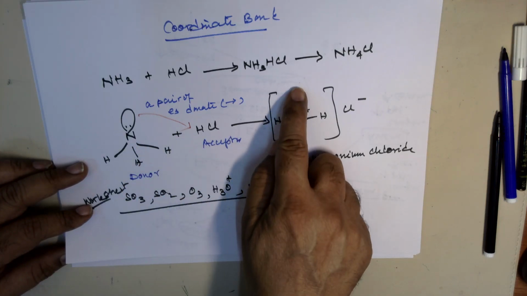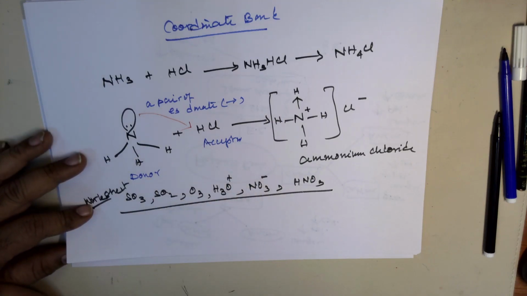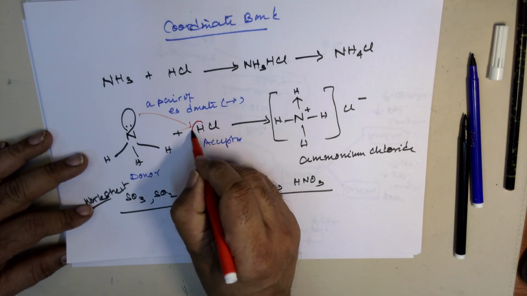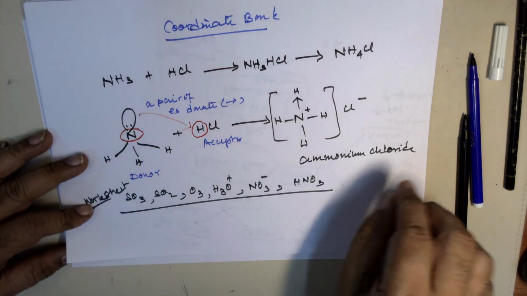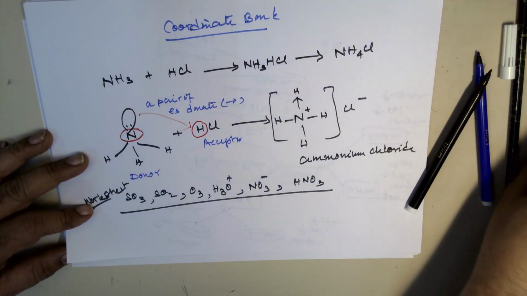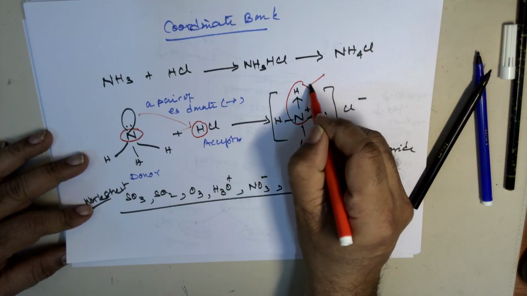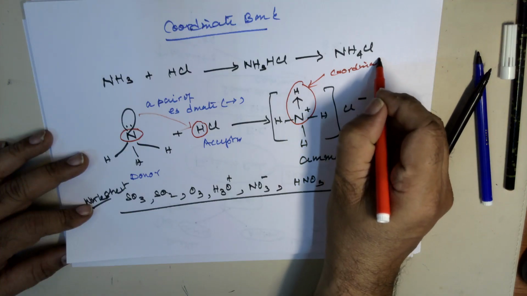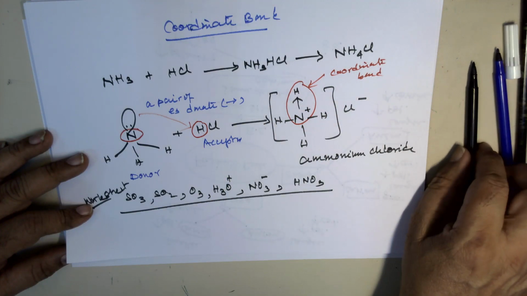That is, the H has accepted this, and that is why this is the acceptor. This is the acceptor, and this is the donor. And that is why we have developed the bond here, and that is called coordinate bond. Coordinate bond. Okay, that is indicated by the arrow.